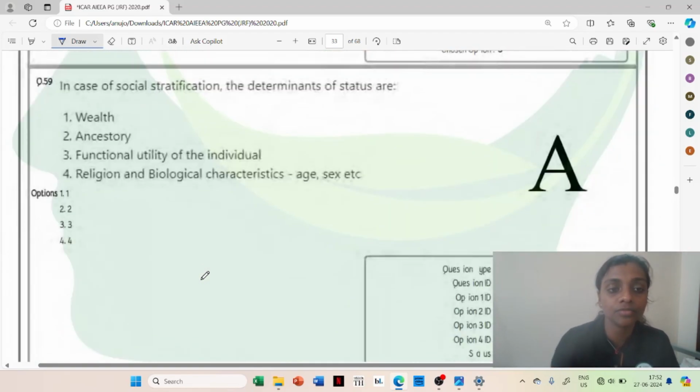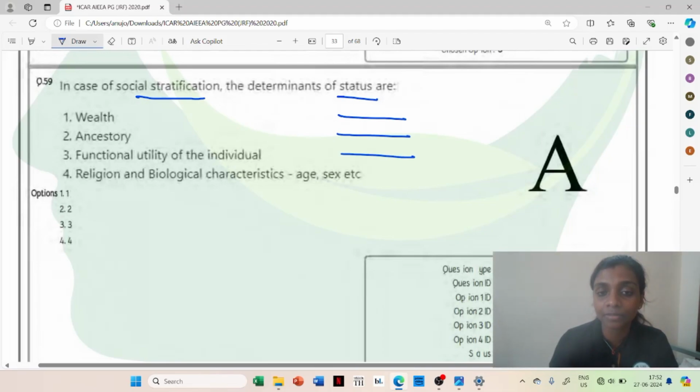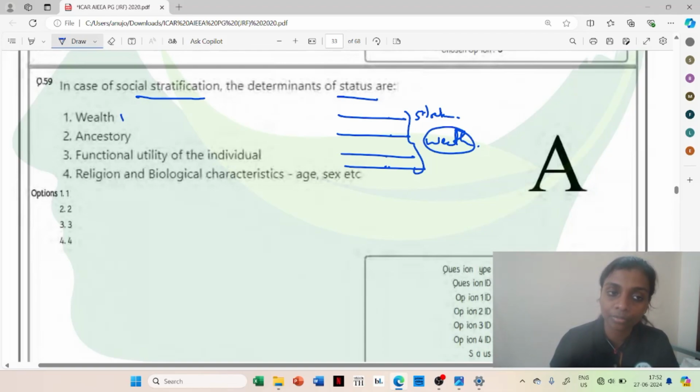Next question. In case of social stratification, the determinants of status are... Stratification means the society will be turned into different strata. Strata means different layers, which means the people will be placed in different layers in a vertical order, which is arranged by wealth. So the determinant of status is wealth only. Based on money, the people will be assigned to different status in a society.